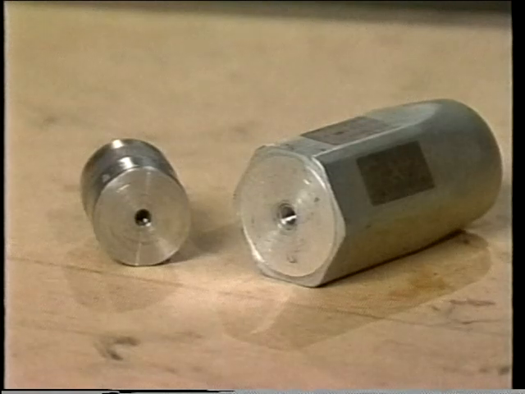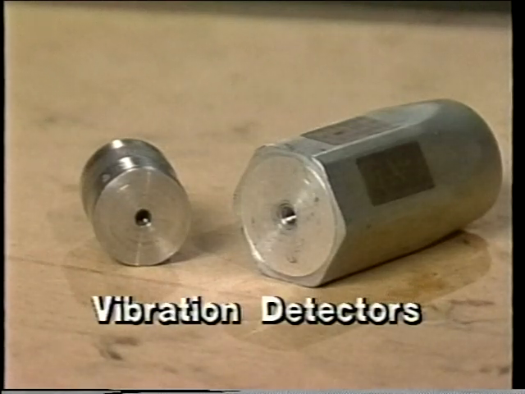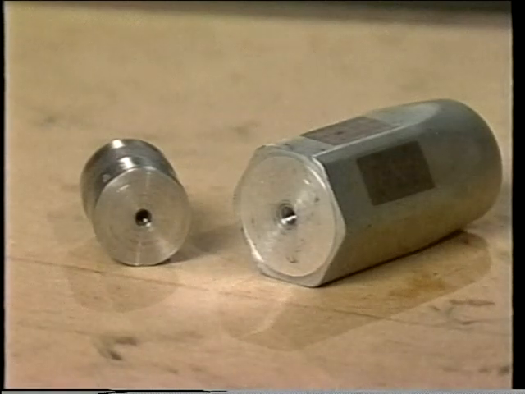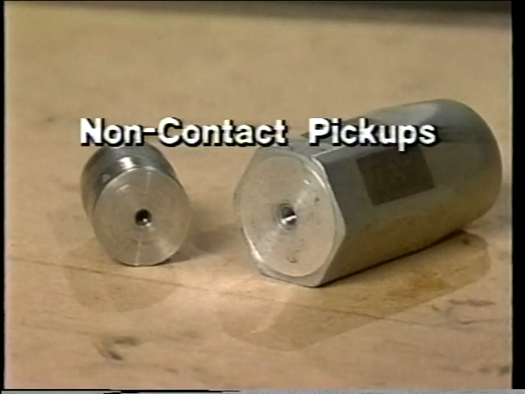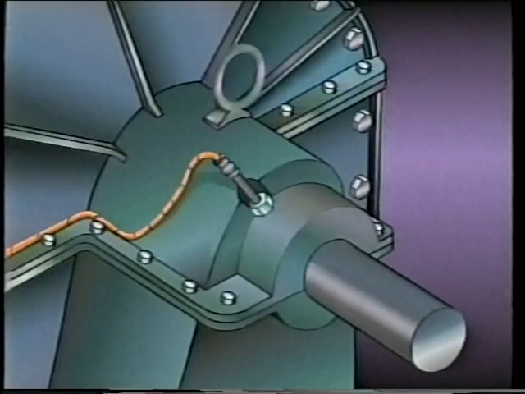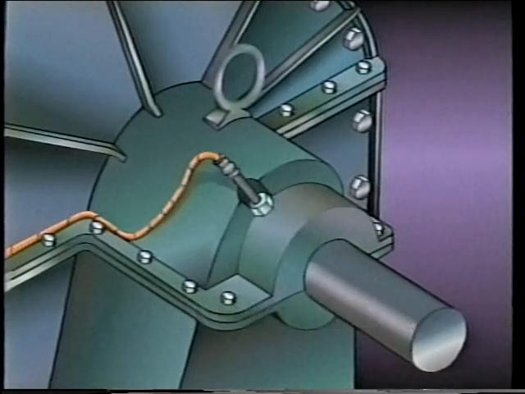All meters, analyzers, and monitors use the same basic components to detect vibration. Those components are known as vibration detectors. These detectors are usually called pickup devices, or simply pickups. Pickups can be grouped into two basic categories: non-contact pickups and contact pickups. Non-contact pickups, which are also known as proximity probes, are normally used to monitor the motion of a rotating shaft.